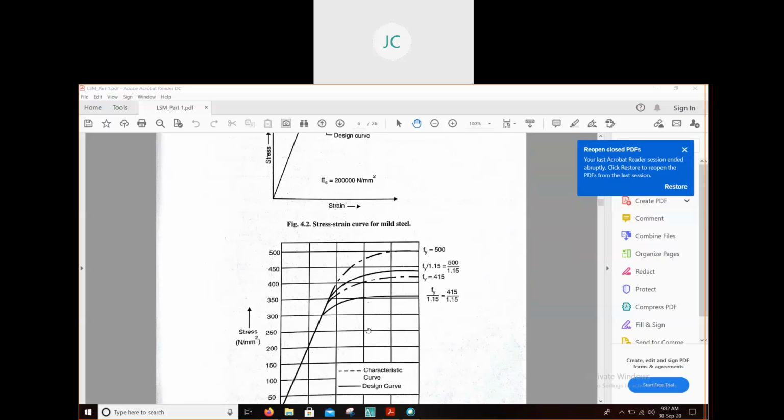Next, again, let us see the stress strain relationship for steel. Here the stress strain curve for mild steel and Fe500 is shown in the figure. This is for mild steel and this is for Fe500.